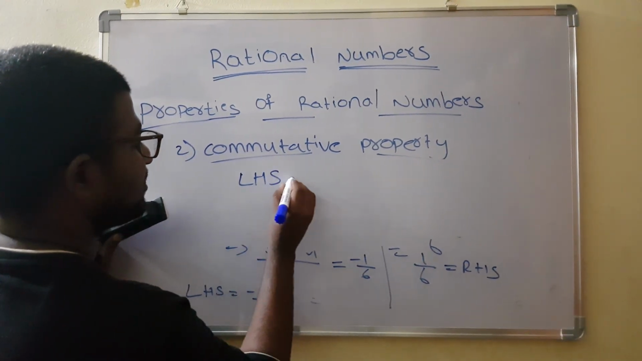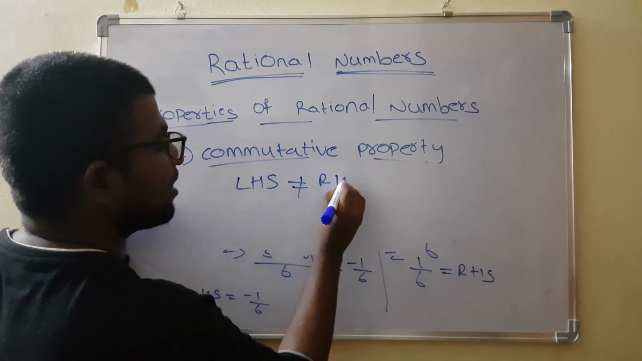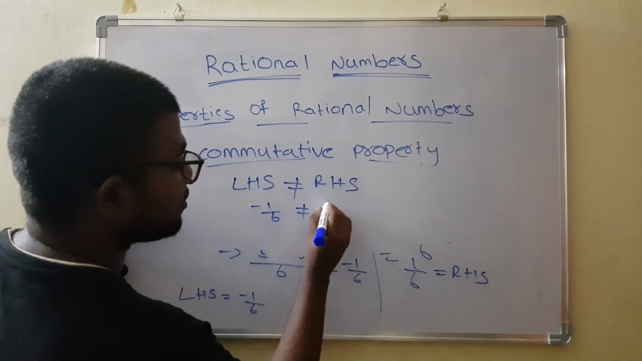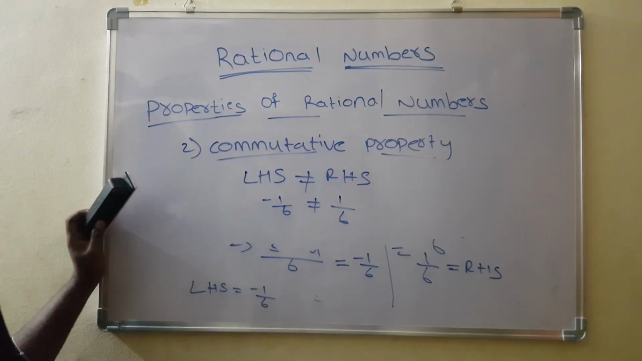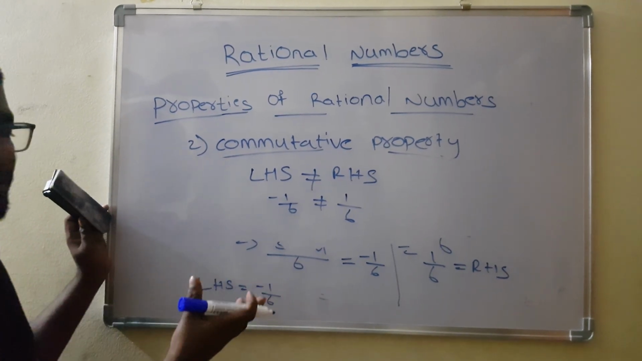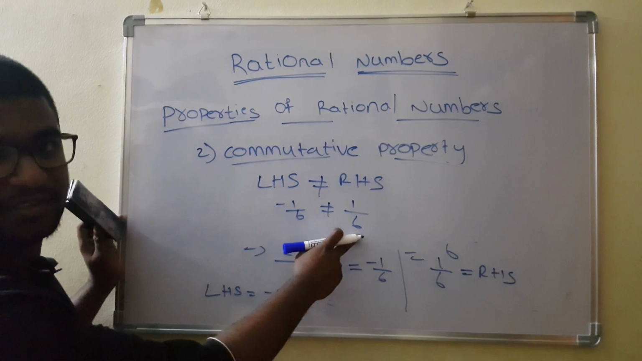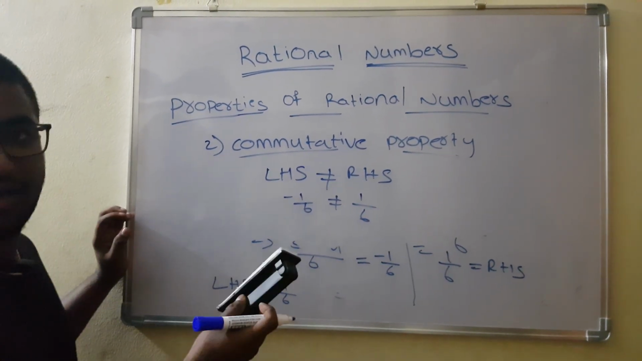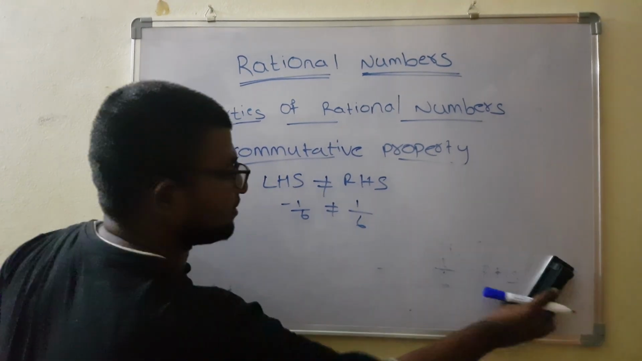LHS not equal to RHS. That is minus 1 by 6 not equal to 1 by 6. Commutative property does not hold on subtraction because LHS is not equal to RHS. In addition, it holds because LHS equal to RHS. Next, commutative property on multiplication.